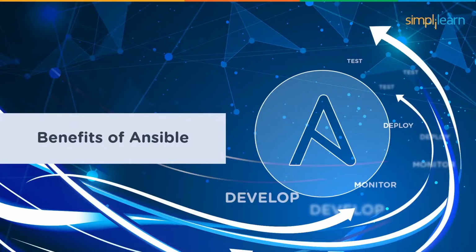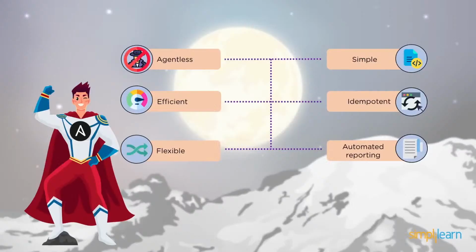So as I mentioned before, Ansible is currently the most trending tool in the market under the configuration management umbrella. So let's have a look at the various benefits of Ansible which gives it this position. Well, Ansible is agentless, it's efficient, it's flexible, simple, idempotent, and provides automated reporting. How does it do all this? Let's have a look at that.